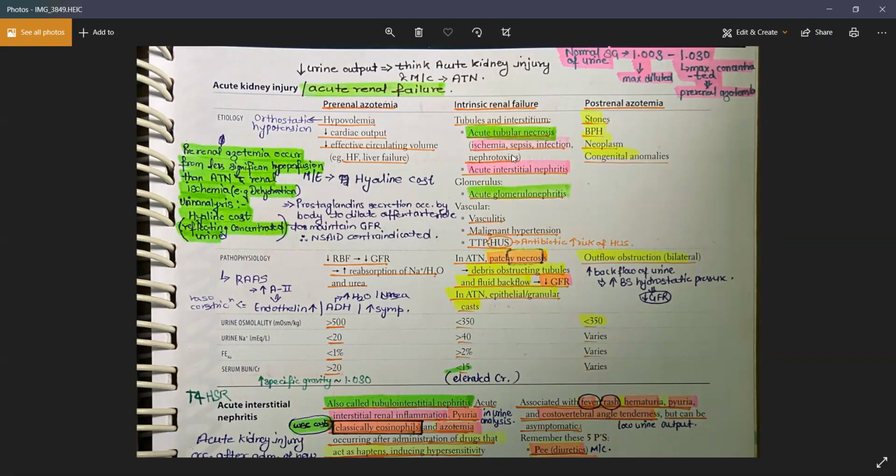Okay, your kidney will be losing all of the fluid because it cannot reabsorb it. Okay, the sodium will be lost. Okay, the urea will be lost. Okay, the fluid will be lost from the kidneys, from the ischemia, from the sepsis, from the infection, from the nephrotoxins, they can all damage the tubules directly. You will have a tubular necrosis because of that.